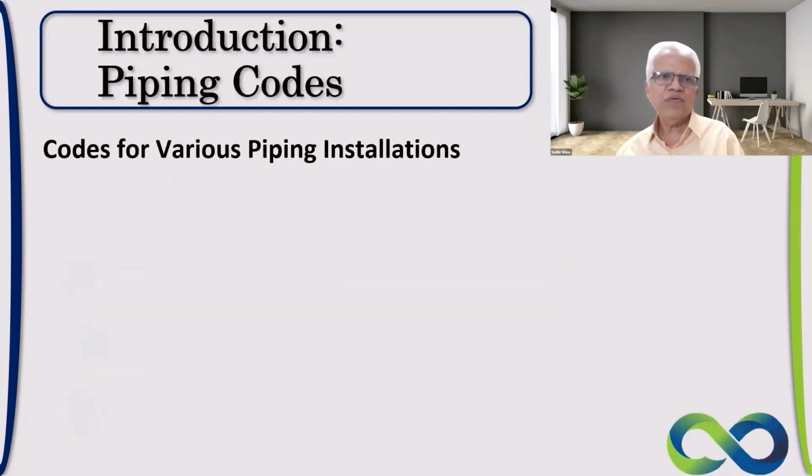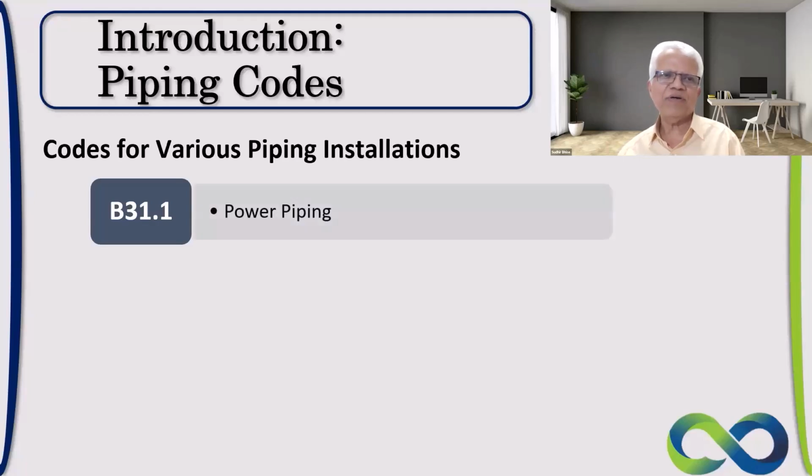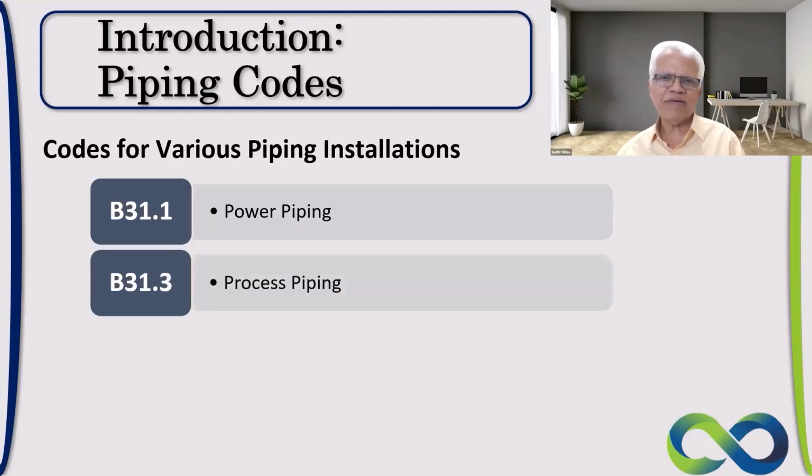Now, introduction to piping codes. So what are the different piping codes which are available, the American piping codes that we are talking about. The first one is ASME B31.1, which stands for power piping. Then we have the next one, ASME B31.3, whose title is process piping.